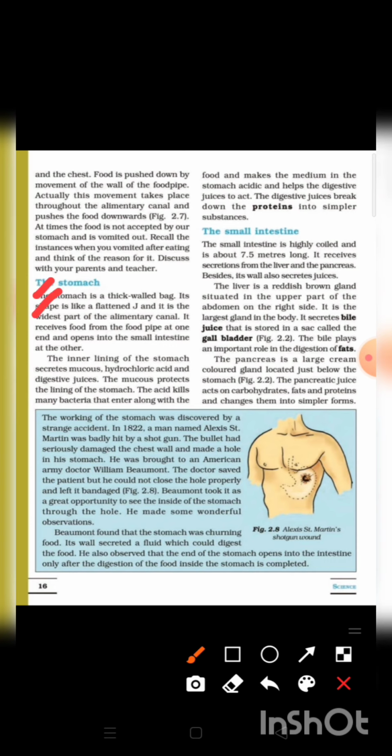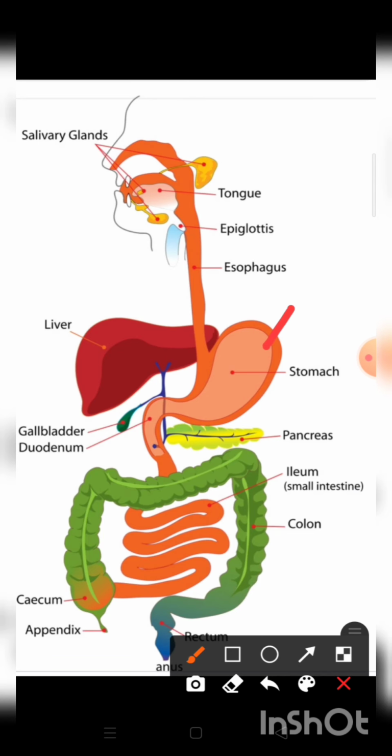Next we come to the stomach. The stomach is a thick-walled bag and it is the widest part of the alimentary canal. The inner lining of the stomach secretes mucus, hydrochloric acid, and digestive juices. The mucus protects the lining of the stomach. Again, the acid kills many bacteria that enter along with the food and also helps the digestive juices in breaking down the protein part of the food into simpler substances. So inside the stomach, mainly the protein part is digested.